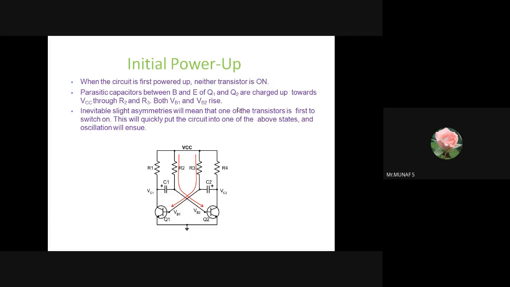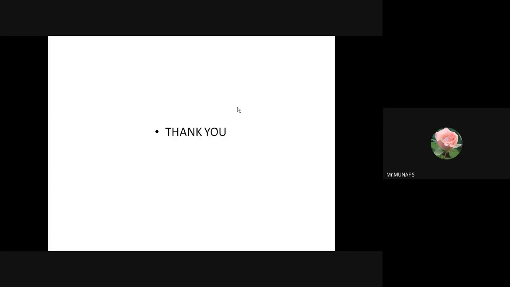For an initial switch on condition, either transistor Q1 or Q2 is in the on condition, and we cannot predict which. Why? Because R1 equals R4, R2 equals R3, C1 equals C2, and Q1 and Q2 are both identical. So based on the parasitic internal capacitance, either Q1 or Q2 charges up towards VCC through R2 and R3. So VB1 or VB2 rising voltages get varied. Based on that, asymmetrical operation occurs and one of the transistors is in the on condition.